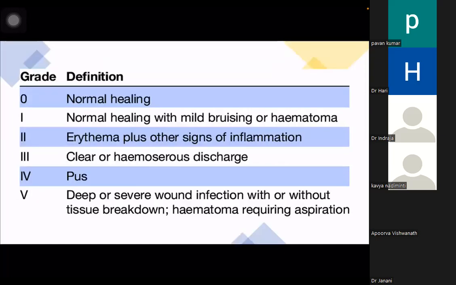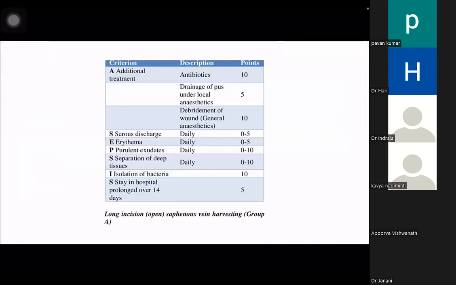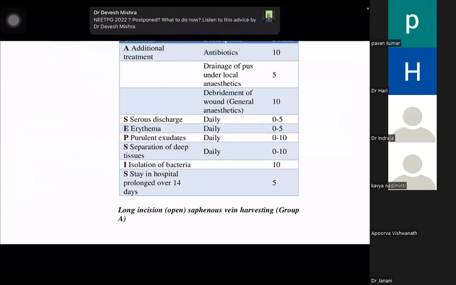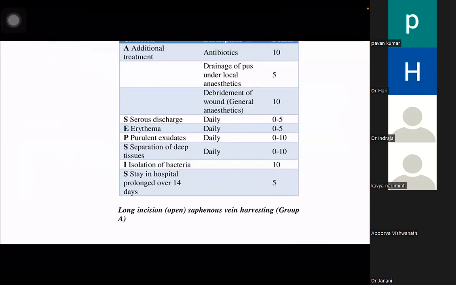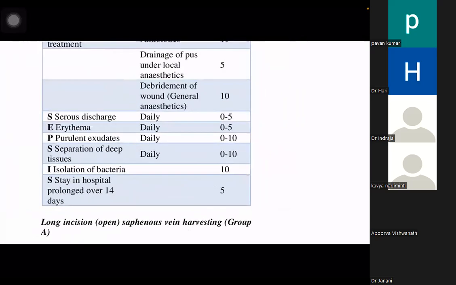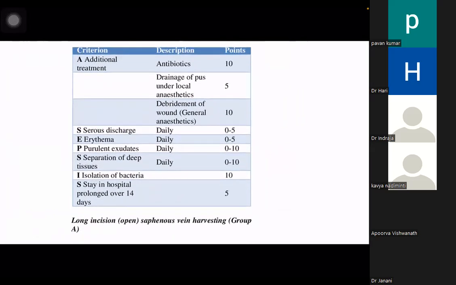Okay, carry on. And what is the next one? Asepsis scoring. In the asepsis scoring system, in addition to the Southampton scoring, we add prolonged hospital stay, isolation of bacteria, and additional treatments, and we give 5 to 10 points based on whether antibiotics were used or not, and whether we did a debridement or not. Based on that we give the points, and we grade them into gradings based on the points.